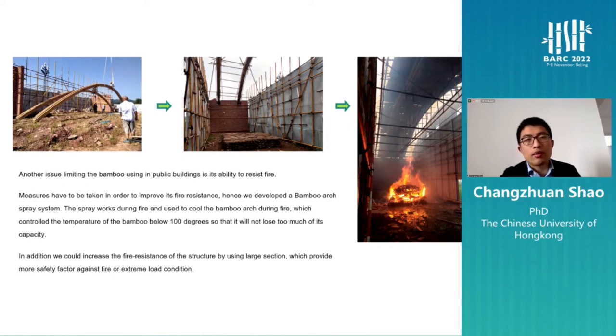So we have taken measures to improve the fire resistance. We developed a bamboo arc spray system. If the material is flammable or easier to catch fire compared to other regular material, we need to improve the fire resistance ability. So for this structure, we add the spray work during fire to cool the bamboo arc, which will control the temperature of the bamboo below 100 degrees so that it will not lose too much of its capacity. It means that we add another water film on the surface of the bamboo arc.